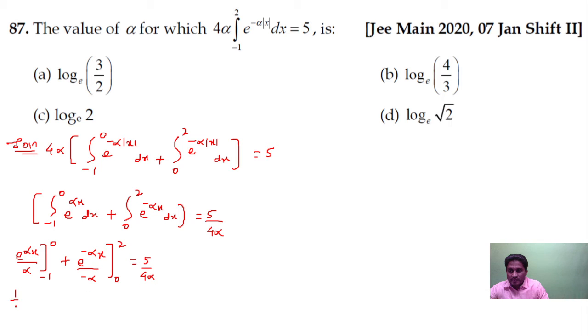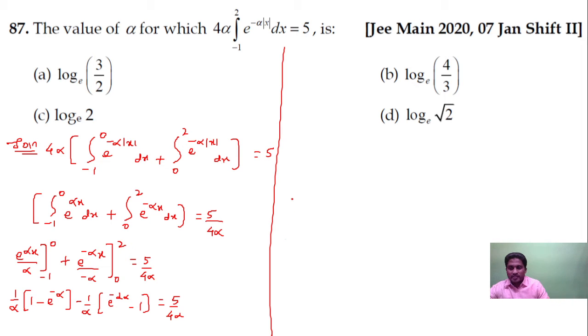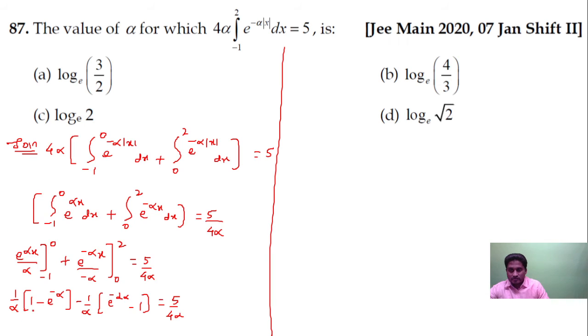So 1 by alpha I'll keep as it is. Upper limit e power 0 is 1, lower limit e power minus alpha. Okay, and then minus 1 by alpha, upper limit will be e power minus 2 alpha, lower limit e power 0 is 1, is equal to 5 divided by 4 alpha. Okay, now what I'll do is I'll multiply by alpha, so multiply by alpha.